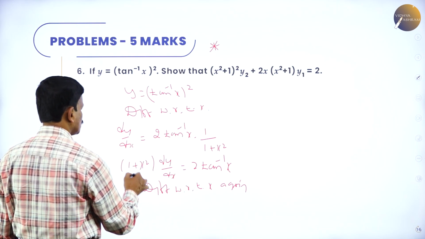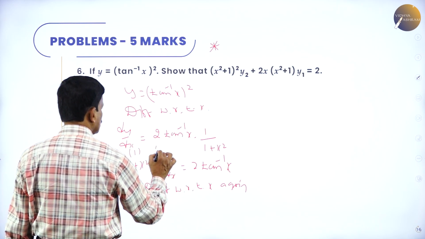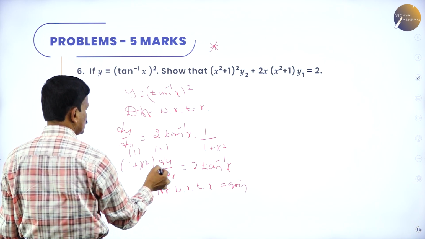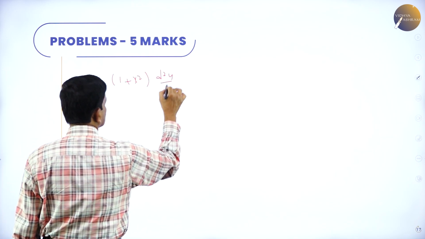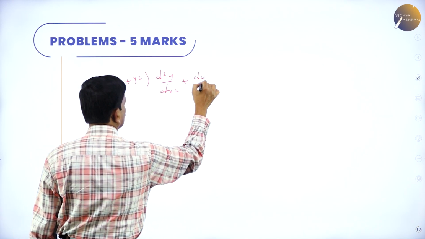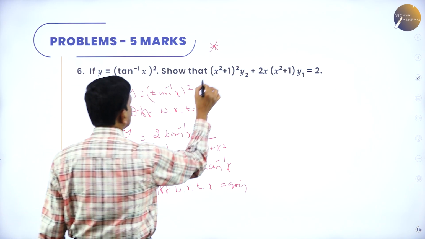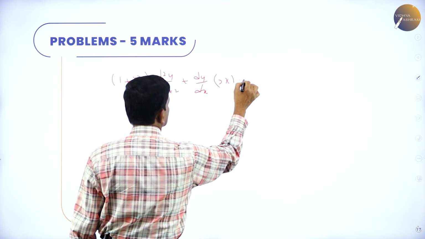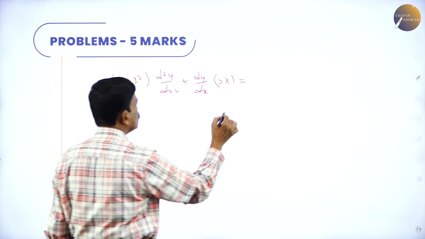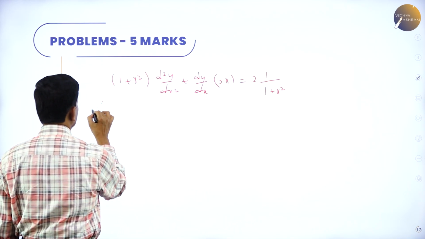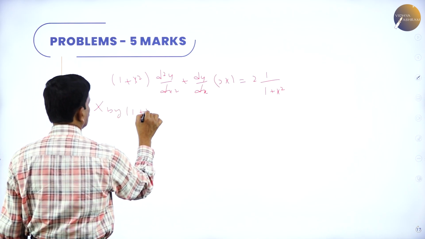What will we get? So this is the product rule. First function, second function: 1 plus x square into differentiation of dy by dx, which is d square y by dx square, plus second function dy by dx into derivative of 1 plus x square, which is 2x, is equal to again 2 into derivative of tan inverse x, which is 1 by 1 plus x square, again multiply by 1 plus x square on both sides.